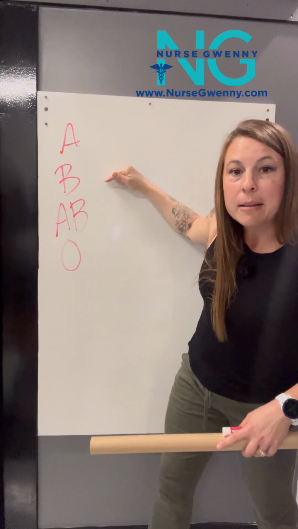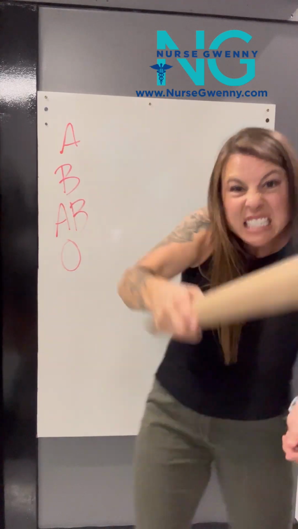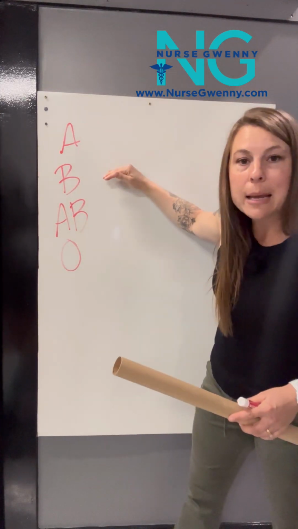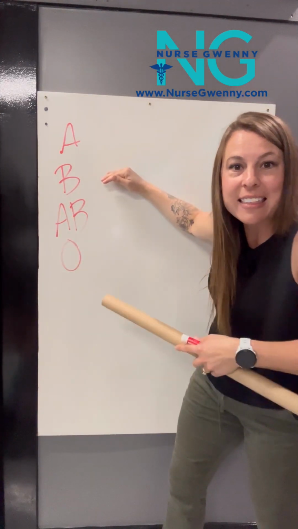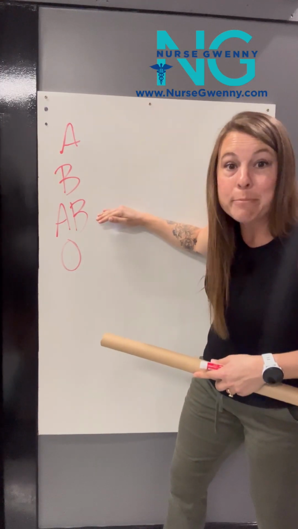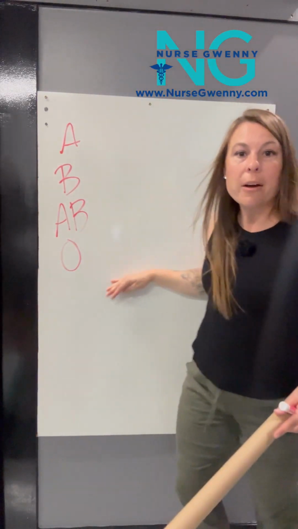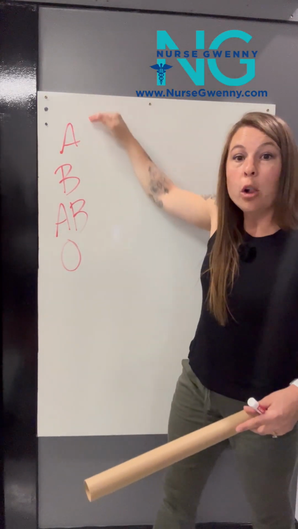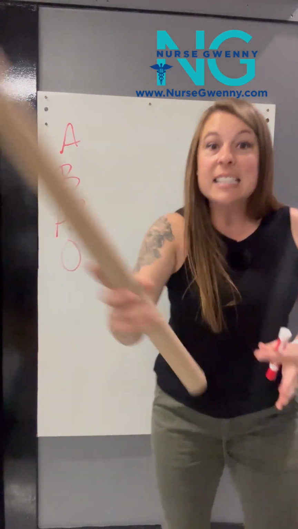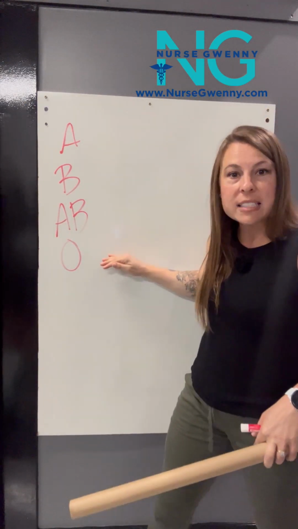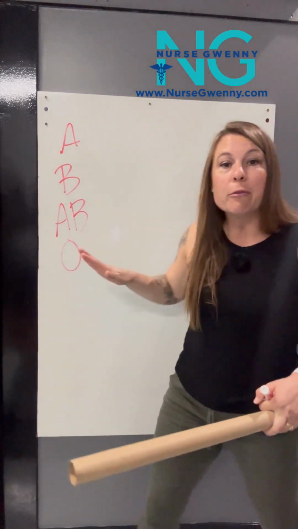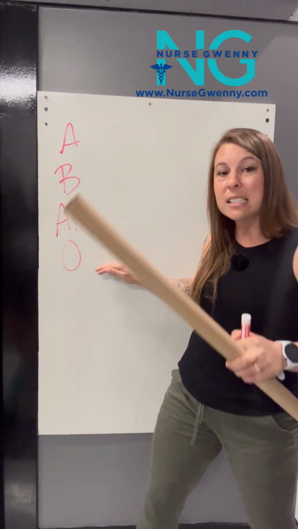What about type B? Can they receive type A blood? No. Can they receive type B? Yes, it's just like A. Can they receive type AB? Nope, because the A part of that, the B, has antibodies against it. And what about O? They will reject all of these because they have antibodies against it. So if someone is O positive, they can receive blood from O negative or positive individuals.